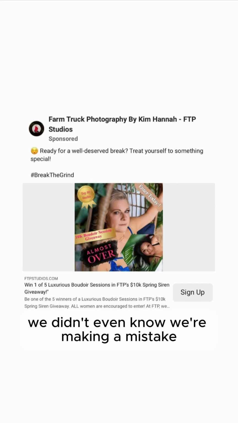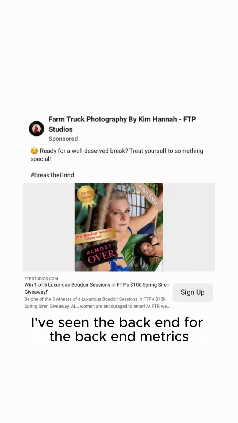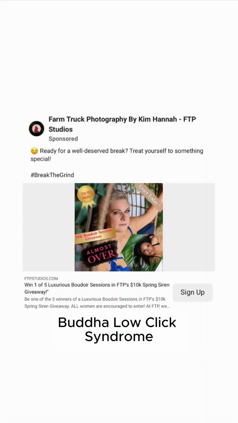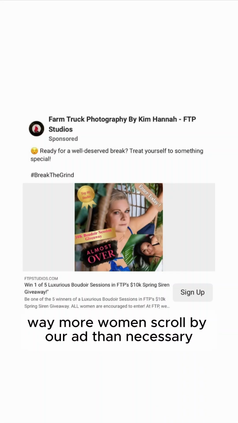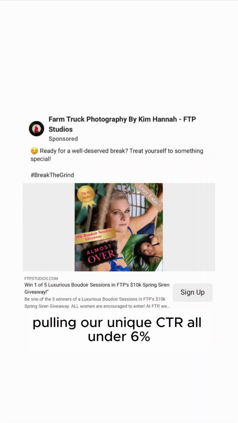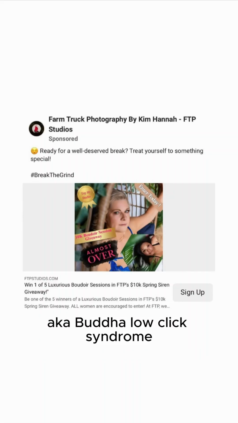We didn't even know we're making a mistake, but every Boudoir Facebook ad I've tested, I've seen the backend metrics. 100% of them have had BLCS, Boudoir low click syndrome, because everyone's making the same mistakes as everyone else. So the consequence of this is way more women scrolling by our ad than necessary, pulling our unique CTR all under 6%, and increasing the probability that we have BLCS, aka Boudoir low click syndrome.